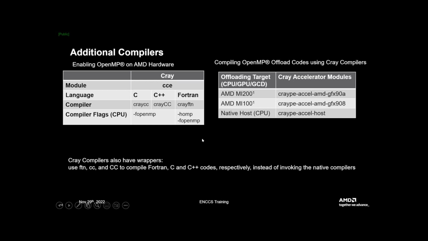So remember, Cray, for example, has some wrappers. Instead of using the Cray cc and Cray ftn, you can just use ftn, cc, or CC to compile Fortran and C or C++ code on AMD GPUs.